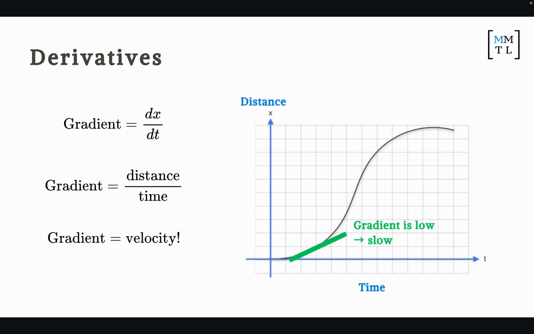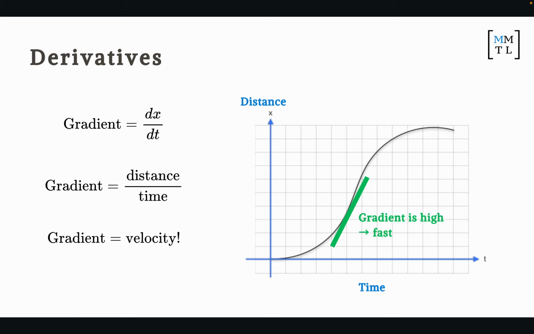So for example, here the gradient is really low, so dx/dt is really low. So it means that when a small amount of time passes, we're not going that much further than before. Whereas here, the gradient is really high. So that means that when we nudge the time by a little bit, there's a huge jump to how far we are from home.